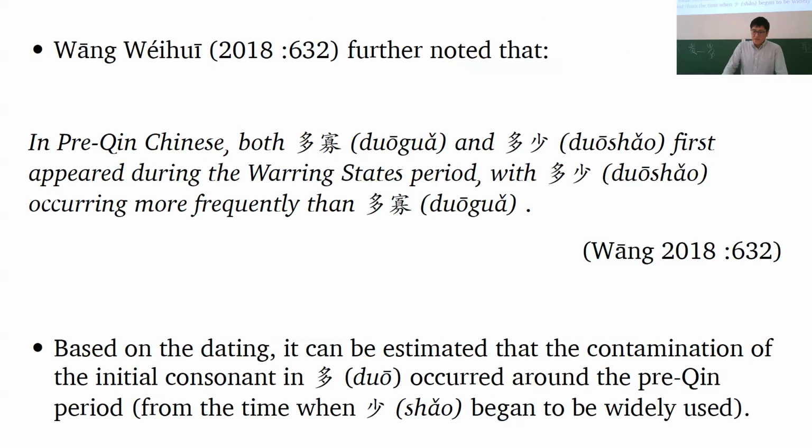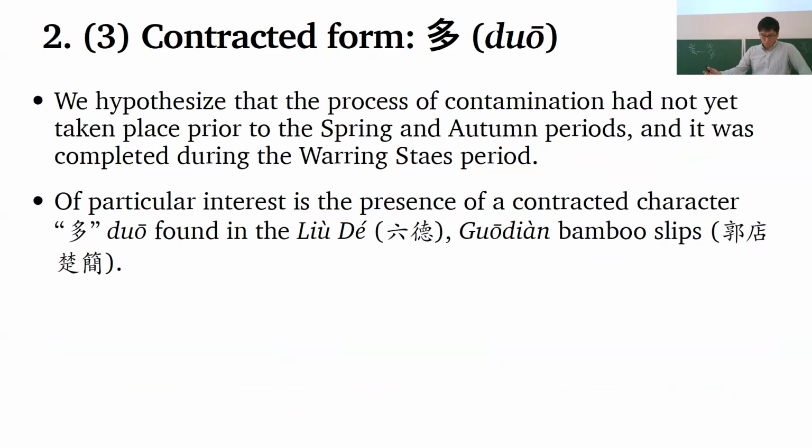He also further noted that in pre-Qin Chinese, both duo gua and duo shao first appeared during the Warring States period, with duo shao occurring more frequently than duo gua. So based on the dating, it can be estimated that the contamination of the initial consonant in duo occurred around the pre-Qin period, from the time when shao began to be widely used. So this is about the competition between gua and shao.